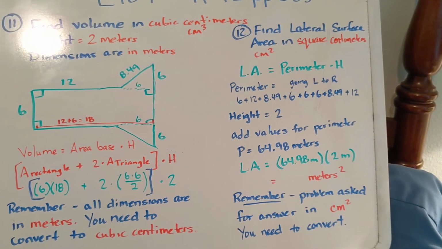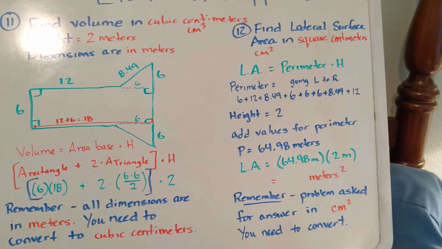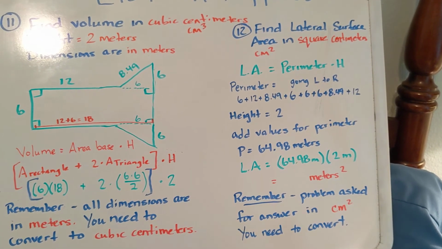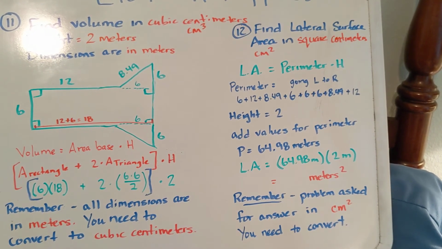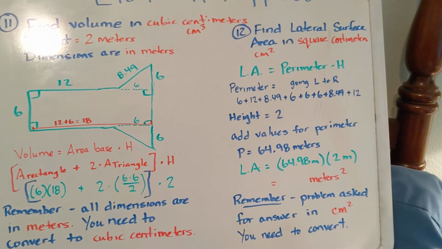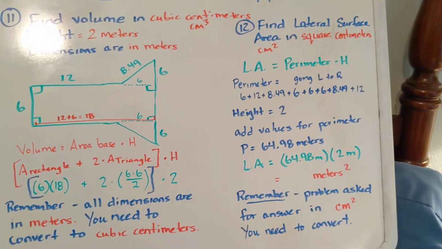Problem number 12 is asking us for lateral surface area, and they want their answer in square centimeters. So if you flip back to the back of the book where it has what lateral area is, if you've forgotten, it's perimeter times height.